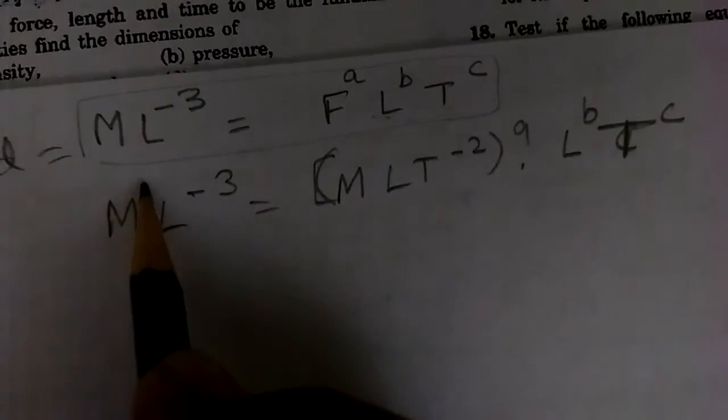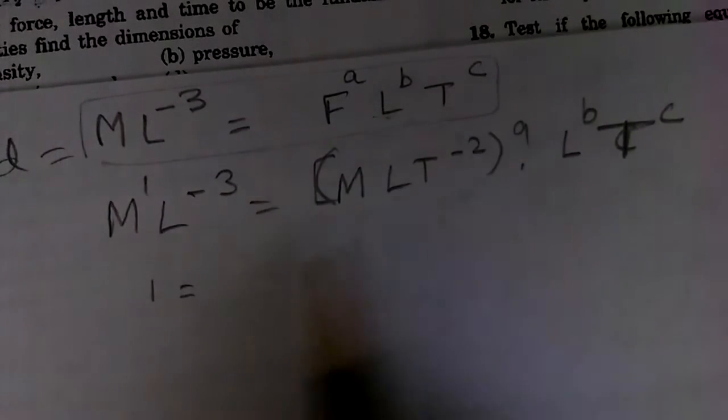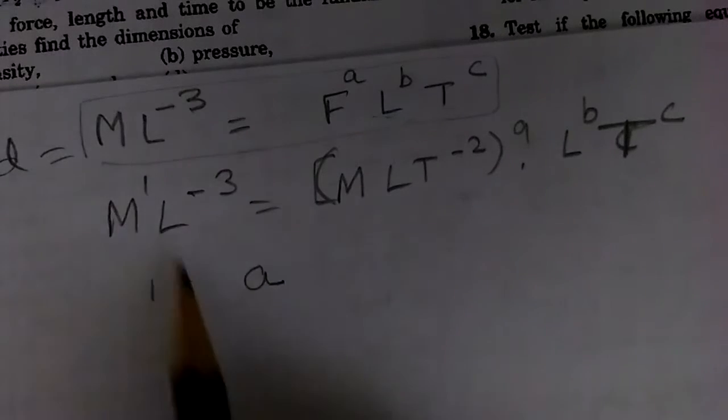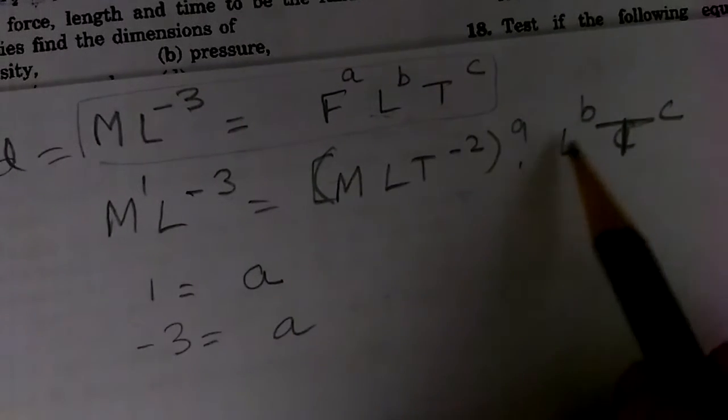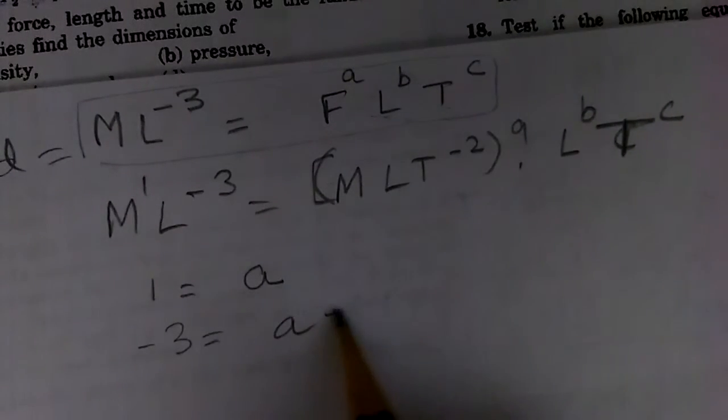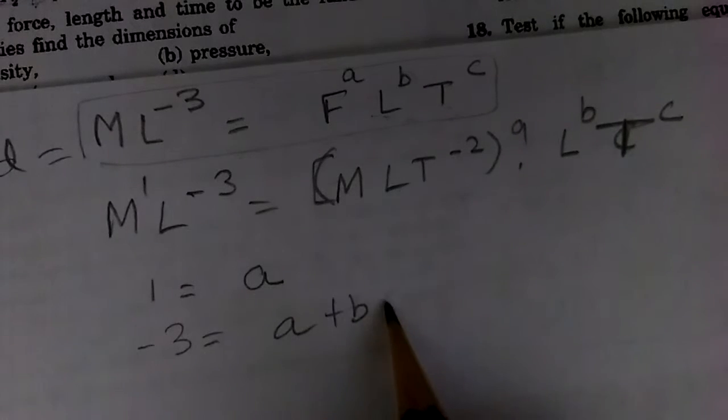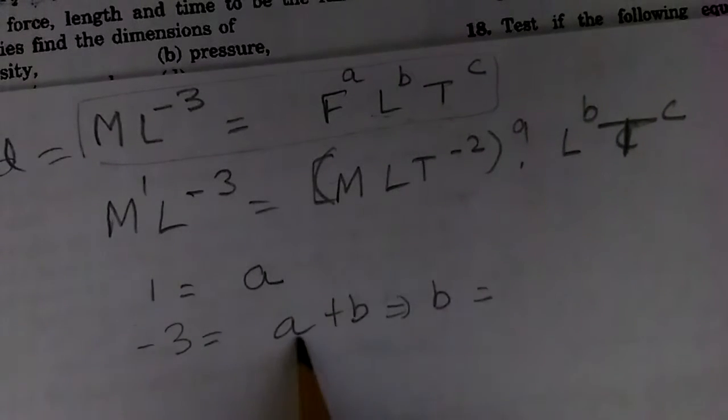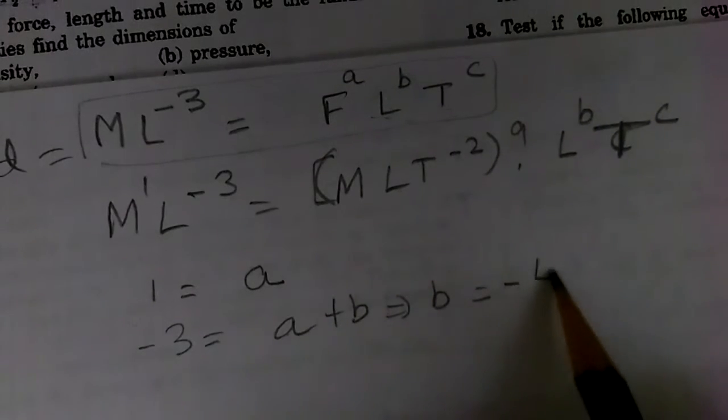So here M to the power is 1, so 1 is equal to M to the power A here, so that gives us A. Now let's look at L. L to the power is minus 3 here. This is equal to L to the power A here and L to the power B here. So A plus B is minus 3. This implies B is equal to, if you take A equal to 1 here, minus 4.